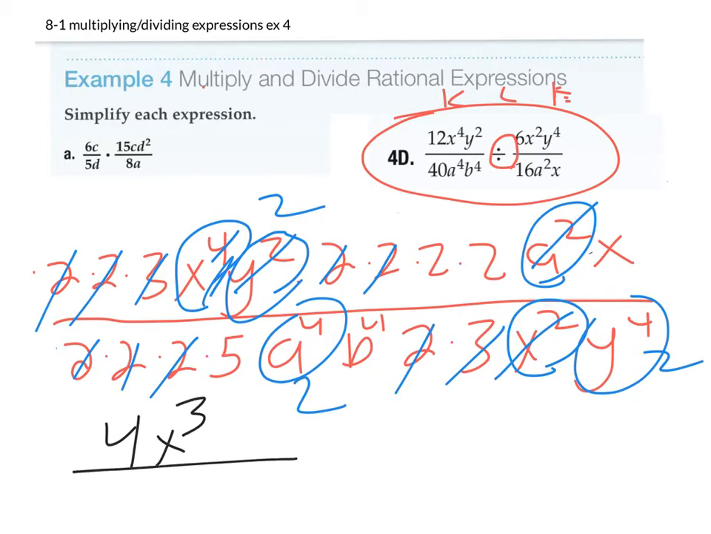In the denominator, I have a 5, and I also have 2 a's, 4 b's, and 2 y's.